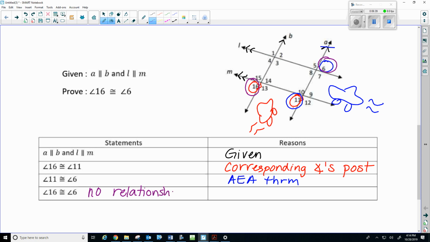And when we have no relationship, we need to go ahead and look up and see what's going on with some of the statements above. And if we look, we notice here again, we've got to cut out the middle man right here, leaving our angle 16 and our angle 6 congruent with each other. And when we cut out the middle man, we have our transitive property.